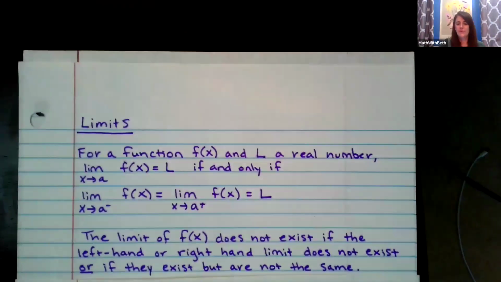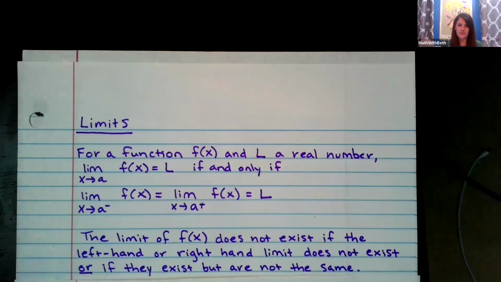Hi, this is Math with Beth, and we are going to talk about limits today. This is going to be the intro to limits, and we're also going to talk about limits on a graph. So first I'm going to read the technical definition and then I'll explain it.